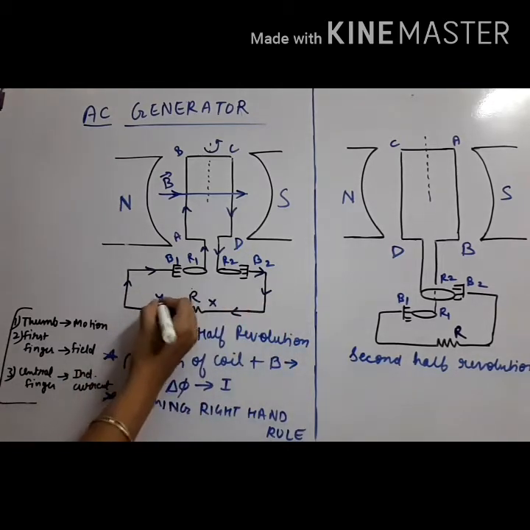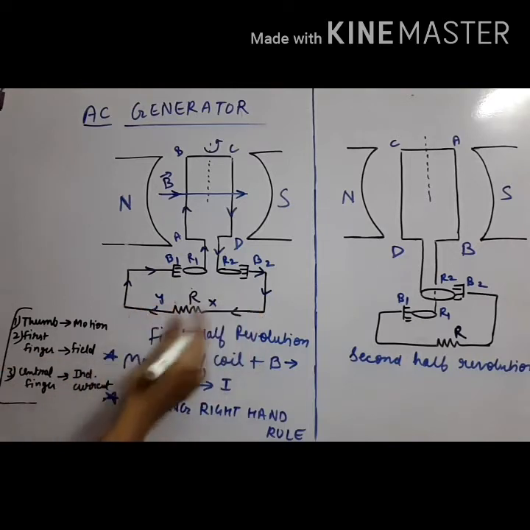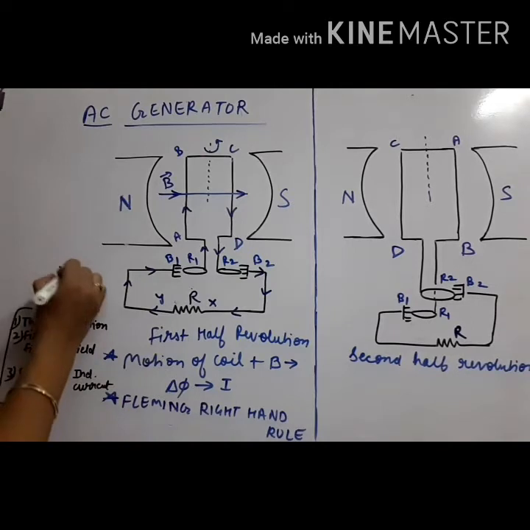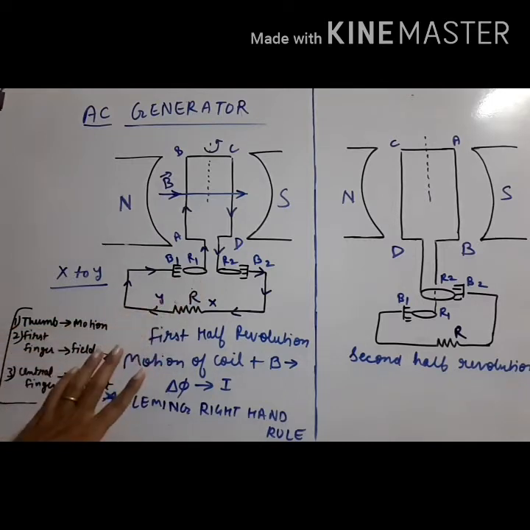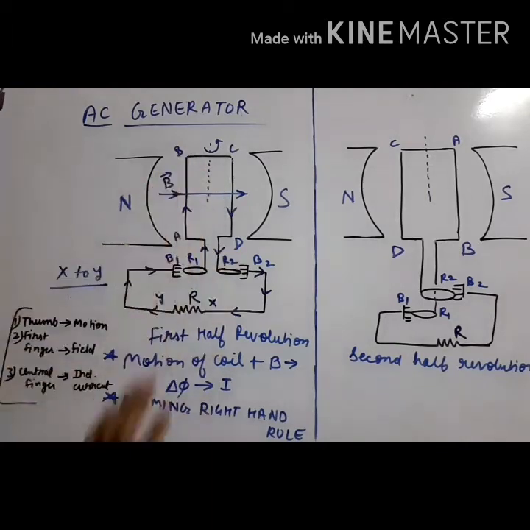Let us name it X and Y point. So where did the current flow? In this case, from X to Y. Here the current is flowing from X to Y in the resistance or in the external circuit. We have to remember this thing. Now here we have completed the half revolution of the coil.